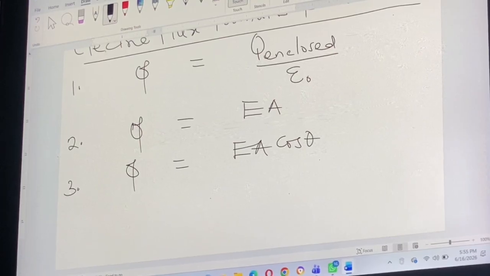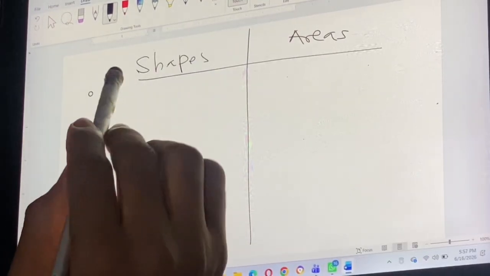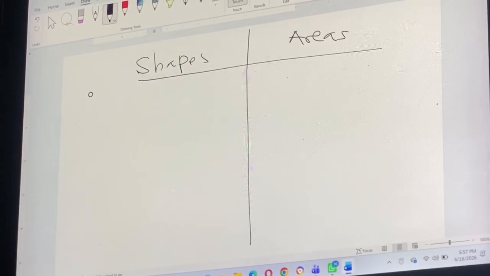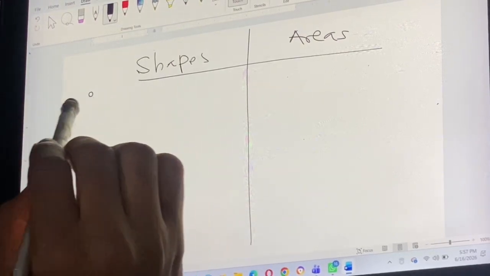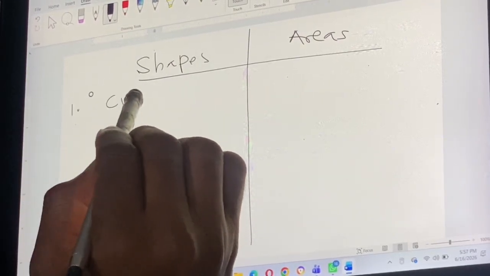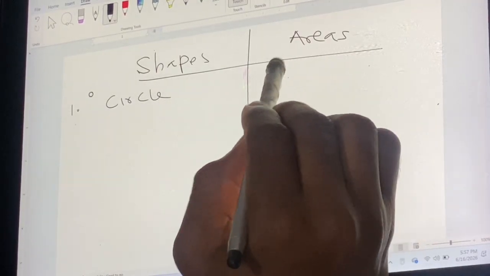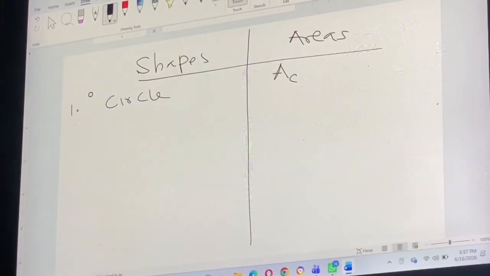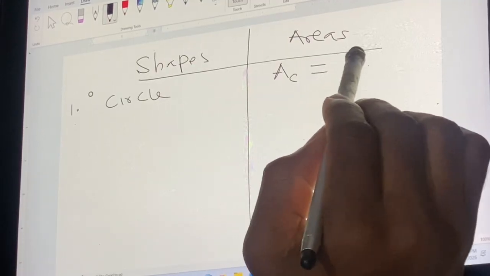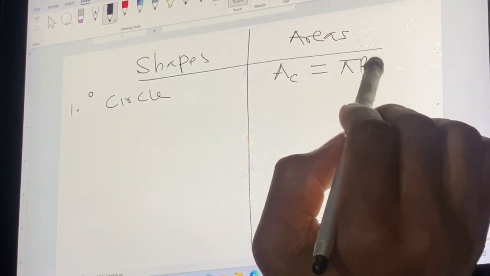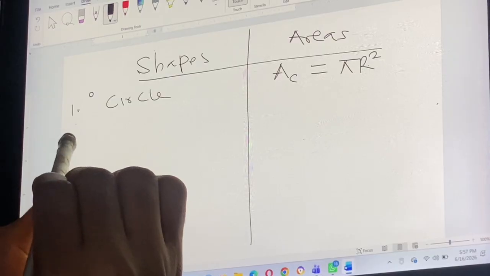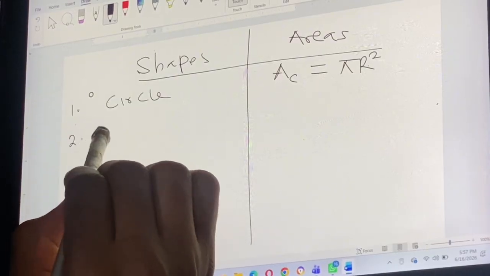Please take note. Before we solve equations, let's look into common areas and their formulas. Please write common areas and their formulas. Let's look into the first shape. The first one is a circle. Whenever the shape is a circle, the area to use is pi r square. The next one is rectangular.